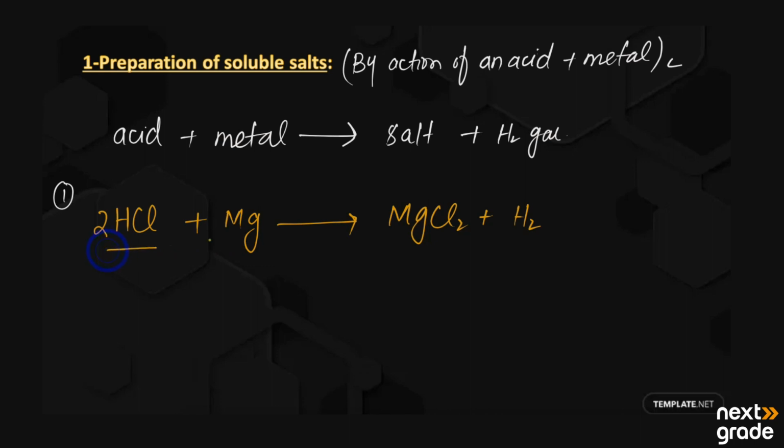So by the reaction of an acid with the metal magnesium, we gain the product magnesium chloride. It is a soluble salt, and this is the hydrogen gas. It is a byproduct that is produced as a result of this reaction.